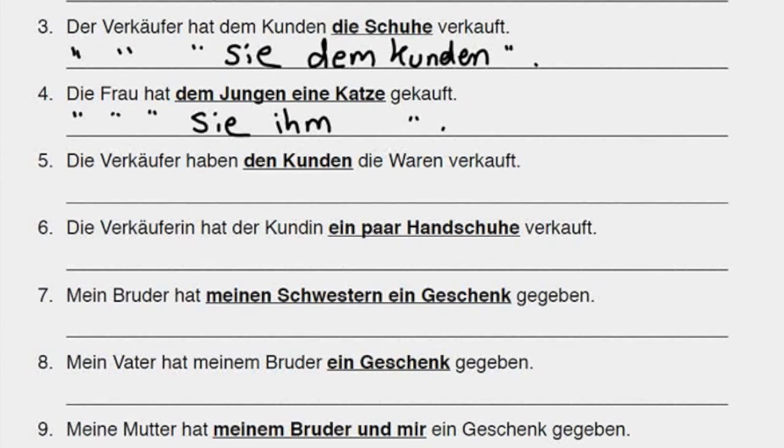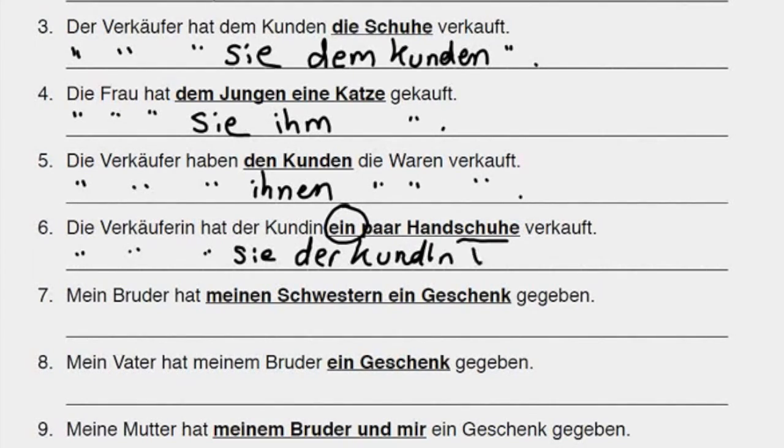Number 5. Die Verkäufer haben dem Kunden die Waren verkauft. So here we have the salespeople have sold the customers the wares. In this one we only have den Kunden coming out of the sentence, and so we have here ihnen die Waren verkauft. Only the indirect object is replaced, so that's the one that comes first. And number 6. Die Verkäuferin hat der Kunden ein paar Handschuhe verkauft. Ein paar Handschuhe is kind of tricky because ein here doesn't indicate that it's plural, but Handschuhe is in fact plural, so we have to use here the plural sie. Die Verkäuferin hat sie der Kunden verkauft.